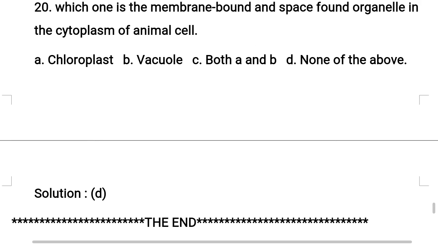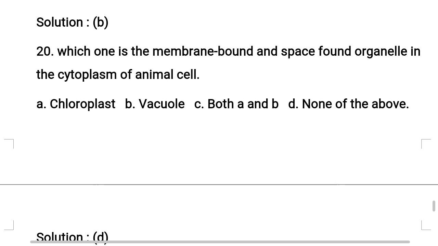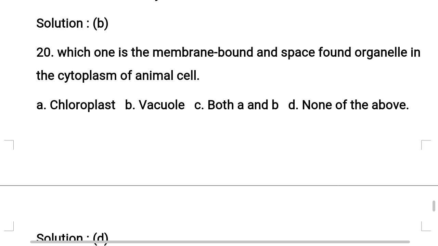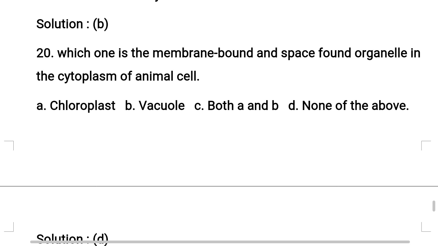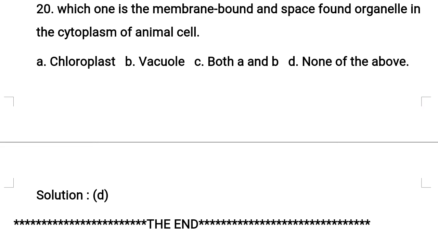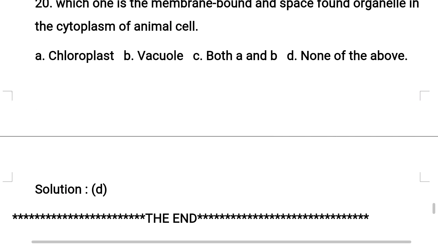So the correct answer for this question is option D, none of the above, because in animal cells membrane bound and space bound cell organelles are not present in the cytoplasm. Understand? So chloroplast and vacuoles are present in plant cells only, not in animal cells. In the question they asked about animal cells. So with that context, the correct answer for this question is option D, none of the above.